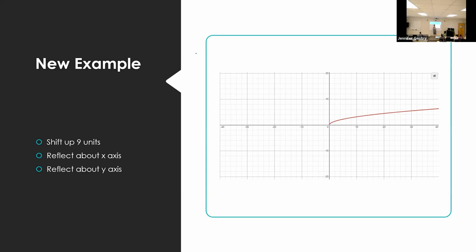Now, if I tell you take y equals square root of x and I want you to shift it up 9 units, reflect it about the x and reflect it about the y, what do I do? Y'all know how to do all this. Shift up 9. So what do I do? Go up now. Does that go with the x or does it go with the y?